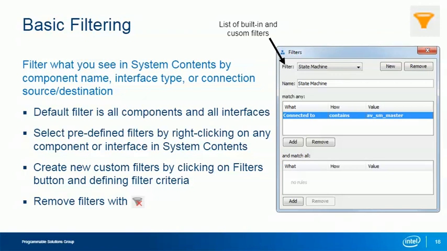The default filter view is to show all components and interfaces. You can select from a number of predefined filters in the Filters dialog box. You can also quickly switch to another predefined filter by right-clicking a component or interface in the System Contents window and selecting a filter from the Filter submenu. Click the New button to create custom filters and store them for future use. Give your new filter a name and define the criteria. The criteria can be based on things like component name, interface type, or what objects are connected to.